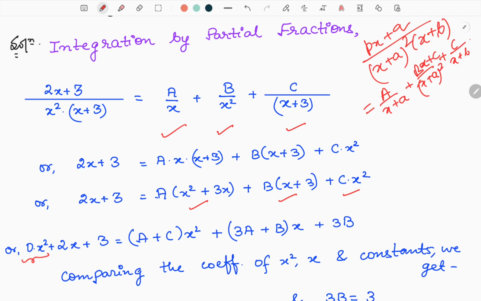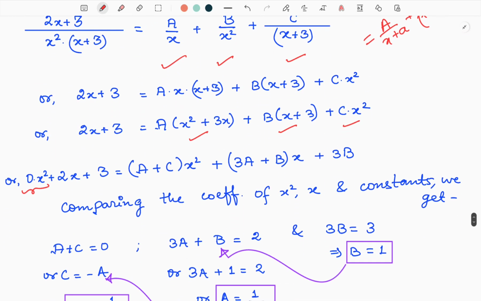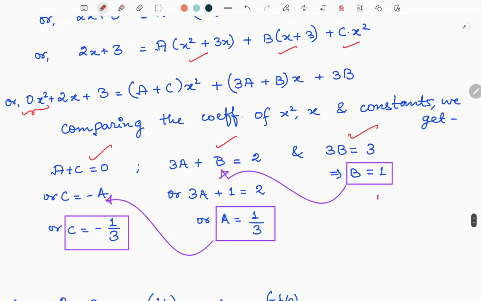But the coefficient of x square on the RHS is a plus c, so a plus c will become 0. Similarly, the coefficient of x will give us 3a plus b equal to 2, and the constant term comparison will give us 3b is equal to 3. So from the constant term we have calculated b is equal to 1.